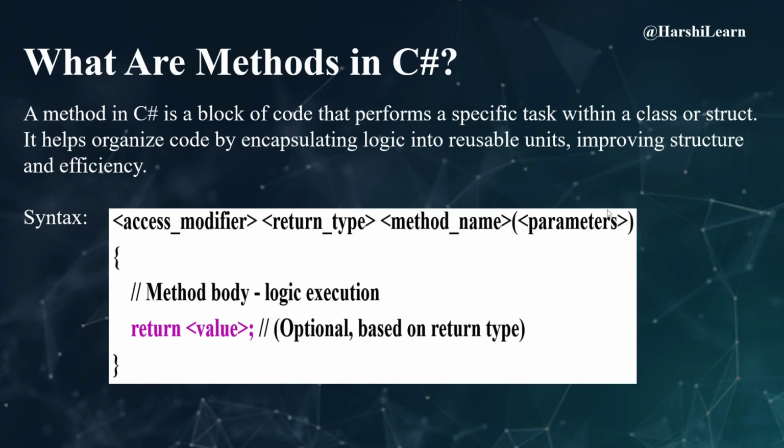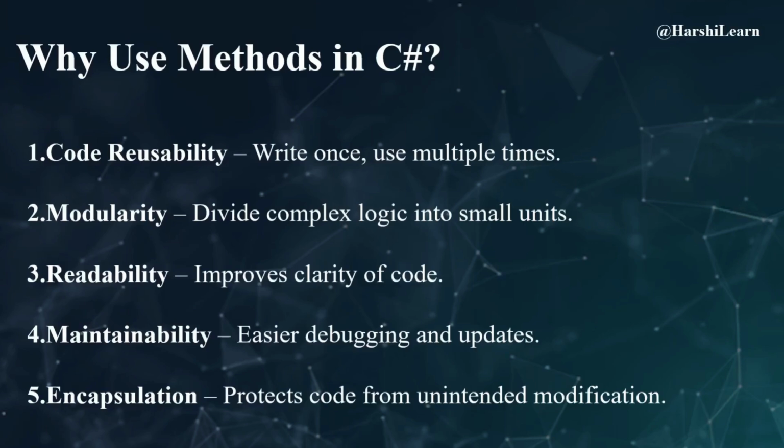And here we are passing the parameters. They're used to pass data into the method, but they're optional. Next, inside this method, we have the method body. It contains the actual code execution. So you can think of a method as a small building block that helps you to write clean and reusable code. Instead of repeating the logic again and again, you can define it once and call it whenever it's needed.